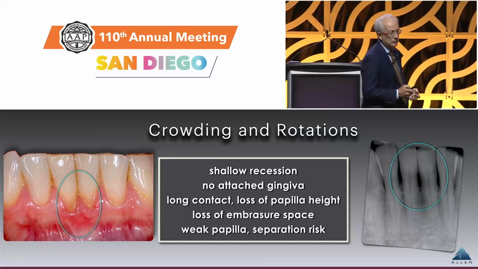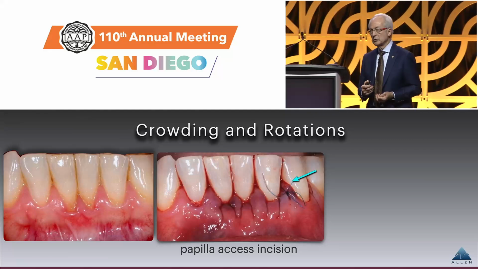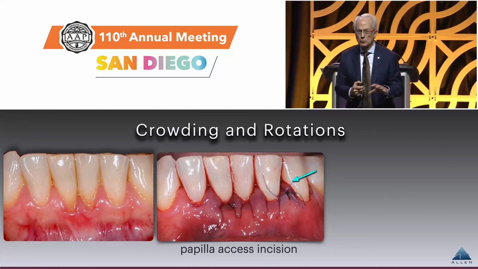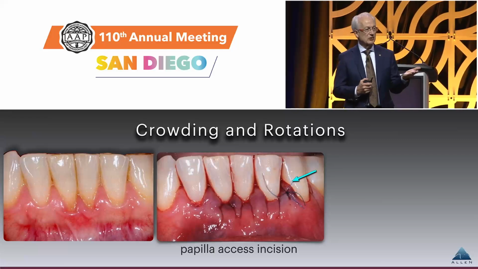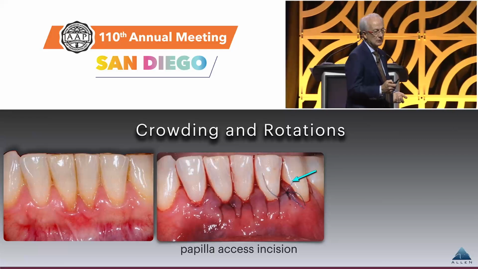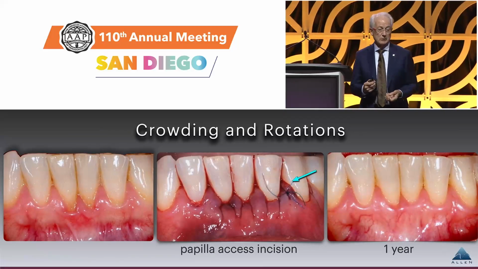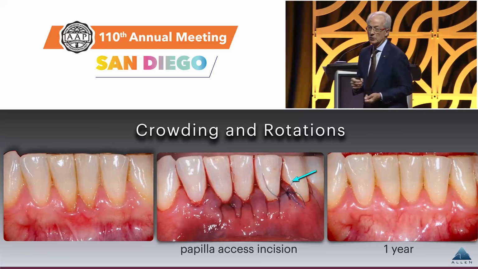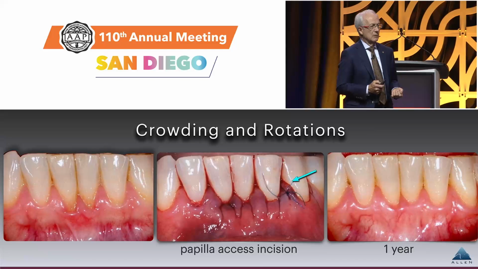So what I did with this is I did a papilla access incision between the lateral and the canine. I'm going to talk more about that in just a moment. And did a lateral dissection and did not displace that papilla from the crest. So that was the tunnel method. And this is the 1-year outcome where you'll see very close to complete root coverage and thickened marginal tissue and a nice outcome in a little bit more difficult site.